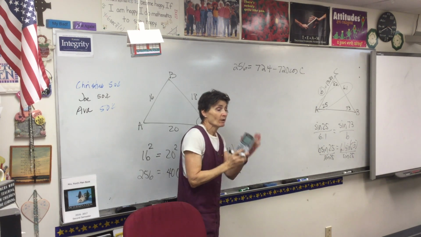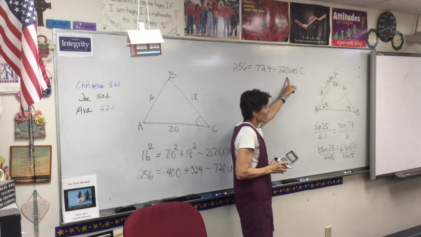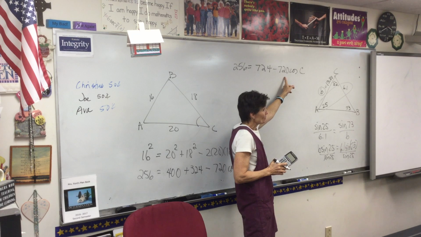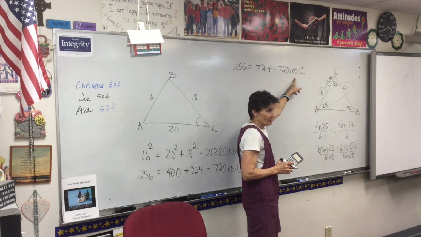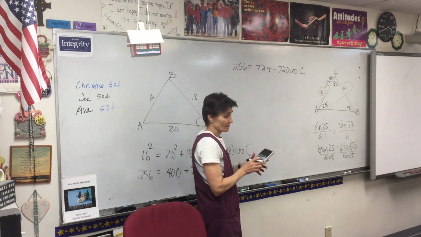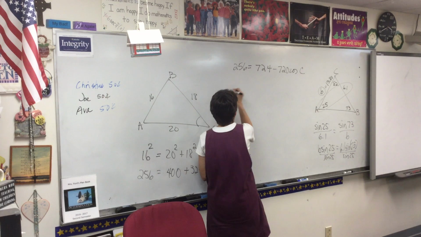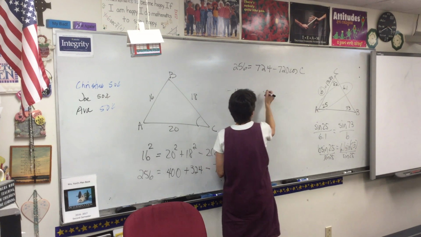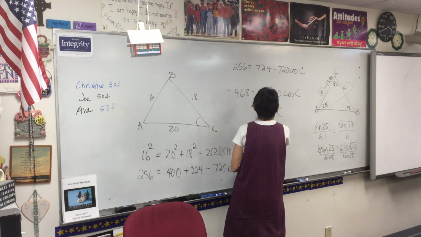Now this is where you might make a dumb mistake. You might try to subtract these. You can't, because this one has a cosine. So instead, you're going to move this over to here. So 256 minus 724. So we have negative 468 equals negative 720. And then we divide.